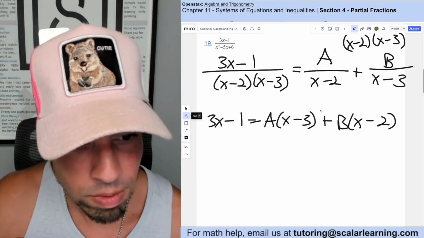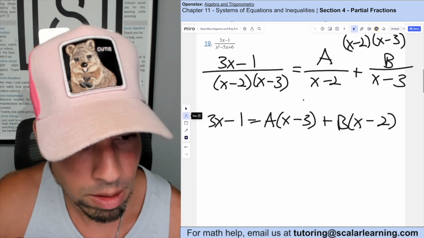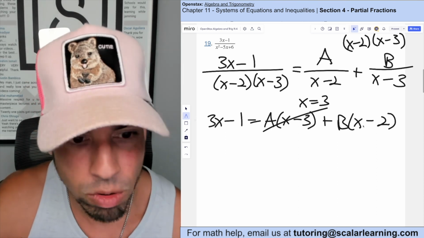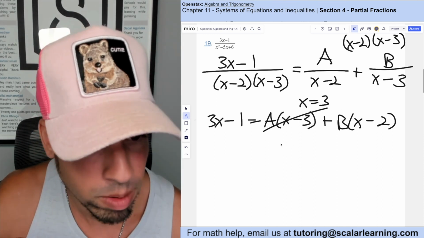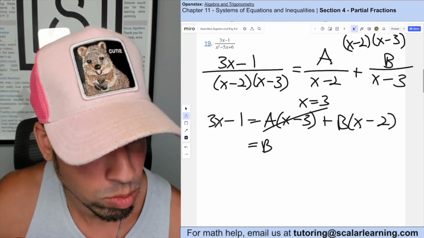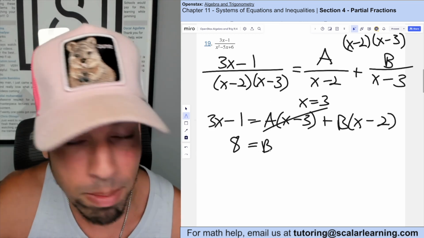Now we're going to choose nice values of x to solve for a and b. First, I'm going to choose 3. Why am I choosing 3? Because that's going to zero that out. And then I have b times 3 minus 2, which is 1. So b, 1b, is equal to 3 times 3 is 9 minus 1 is 8. There's my value for b.